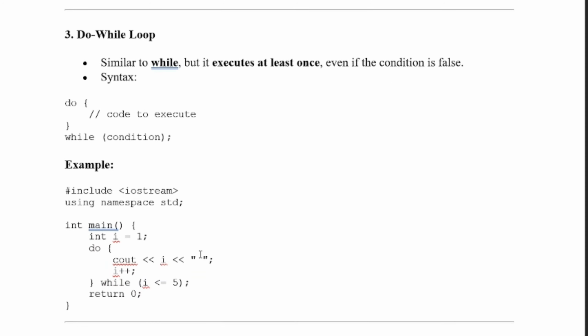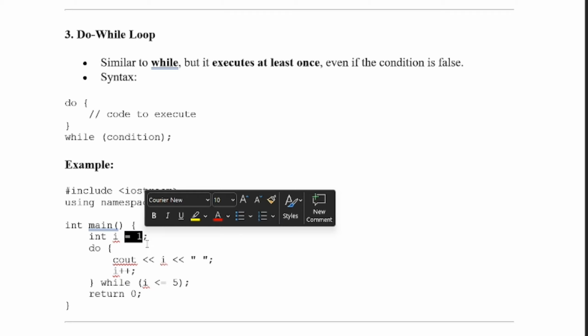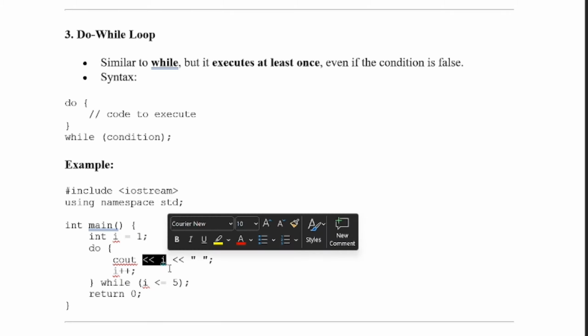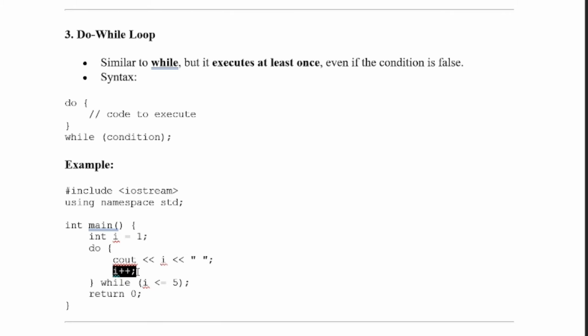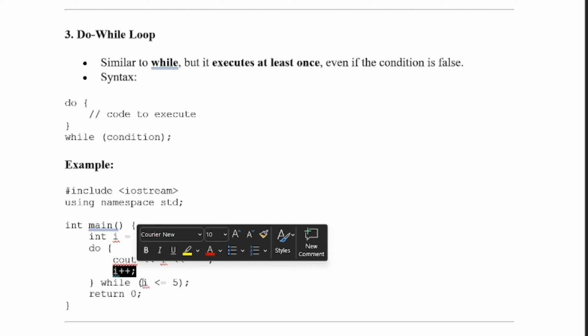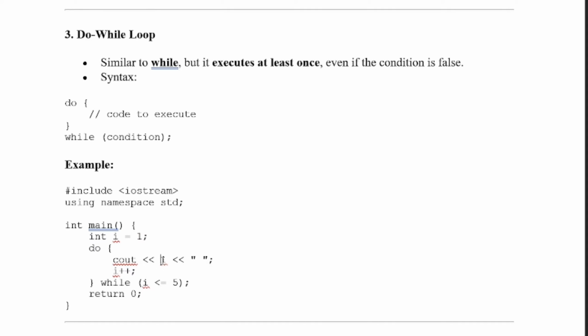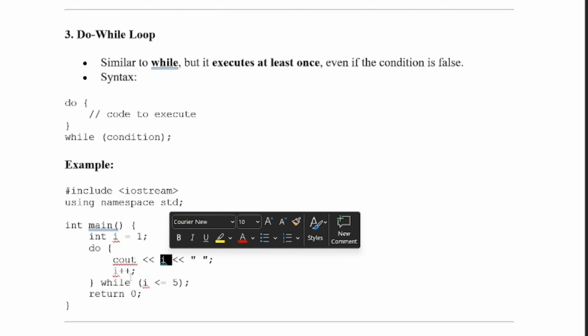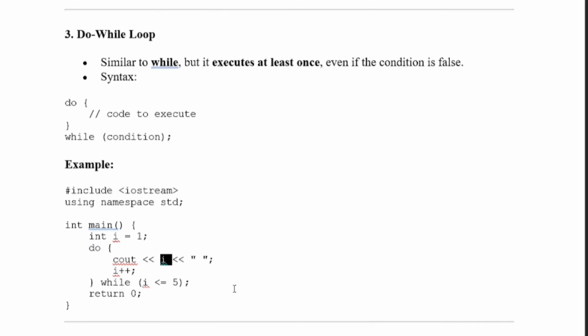Suppose we are again printing 1 to 5. We start with value 1, so now print 1. Then increase i by 1, so i becomes 2. Now check 2 is less than 5. Yes, the condition is true, so print 2 here. Increase by 1 again, so it becomes 3 and we check again. Print 3, similar to 4 and 5.